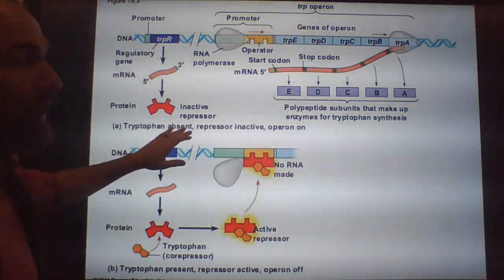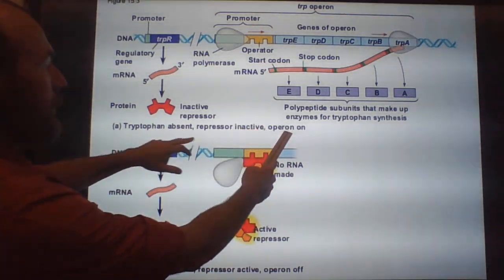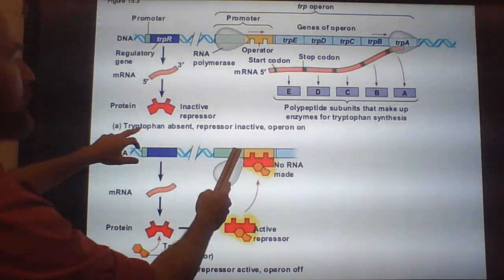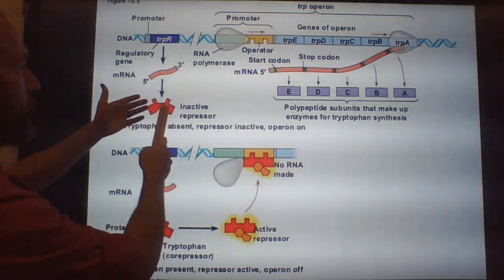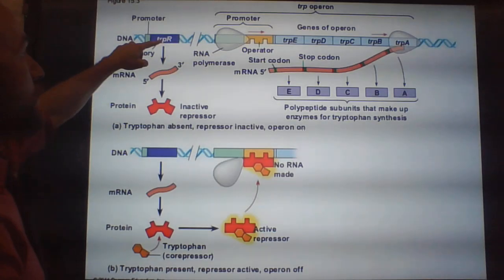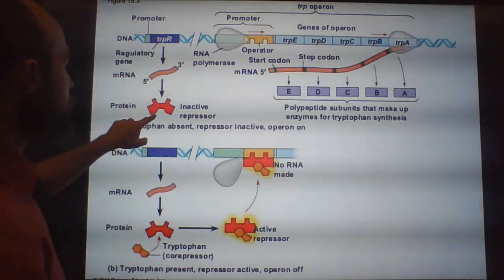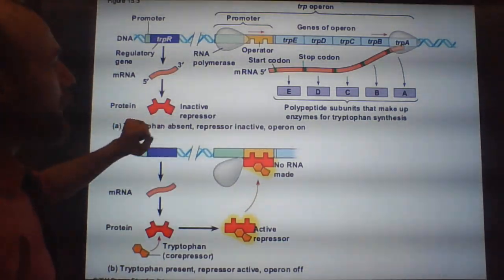So if tryptophan is absent, like we don't have it, then we need to be making it, operon on. So the repressor is inactive. So you see our shape for our repressor, our protein. TRPR makes the regulatory, that's the regulatory gene, which makes the regulatory mRNA, which makes the regulatory protein, which is your repressor. And it's not active right now.